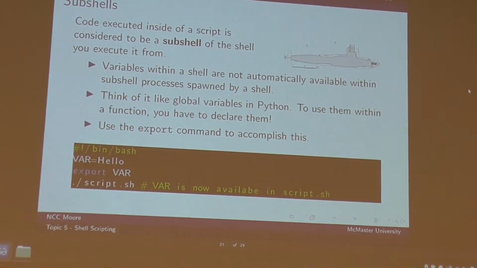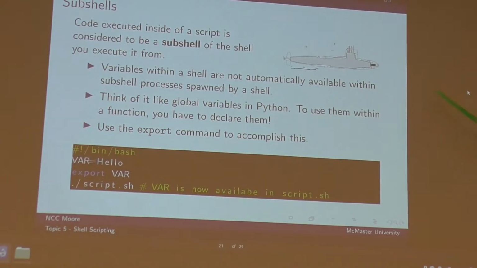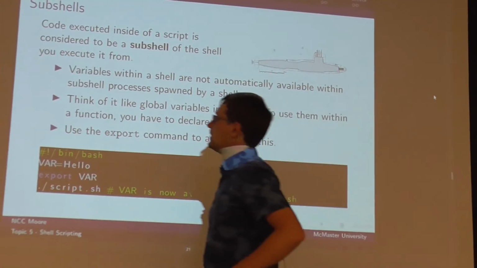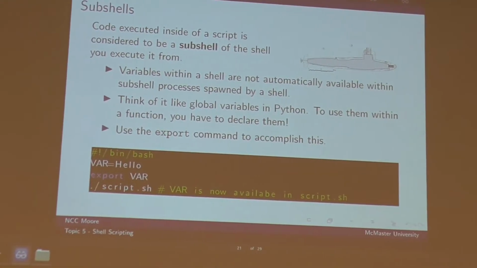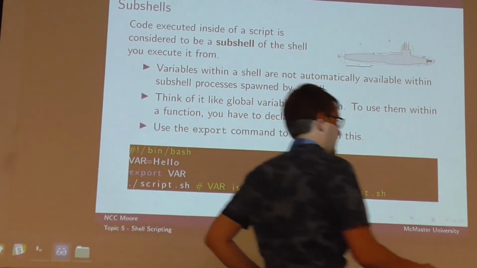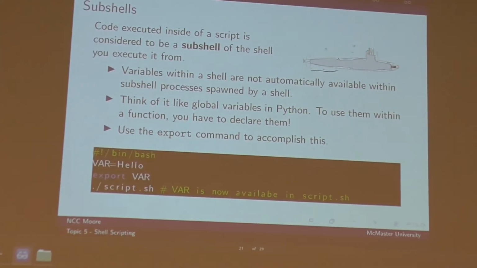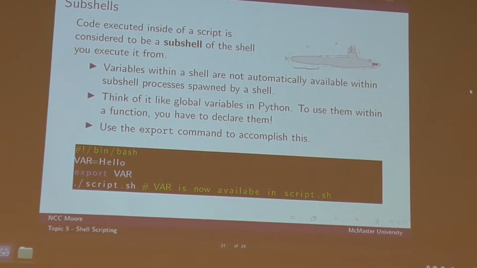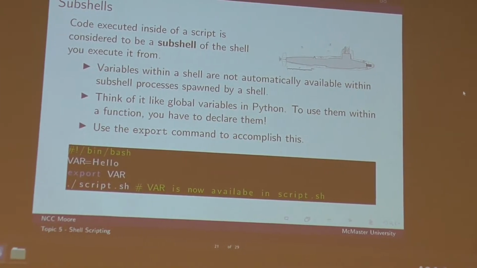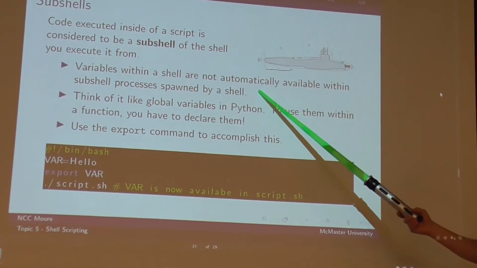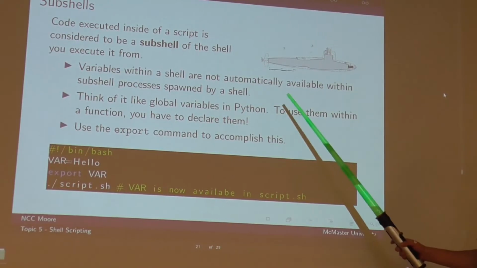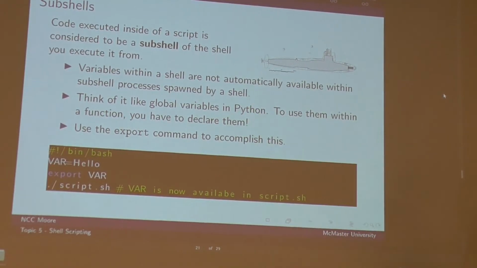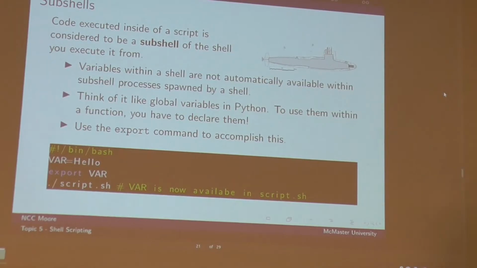Yeah. So let's talk about subshells. This is a visual pun. Code executed inside of a script is considered to be a subshell of the shell that it's executed from. This is the same topic that I've been talking about on the board. Variables within a shell are not automatically available within subshells spawned by a shell. Think of it like global variables in Python. To use them within a function, you have to declare them. So you use the export command to accomplish this, as I've already talked about at length.